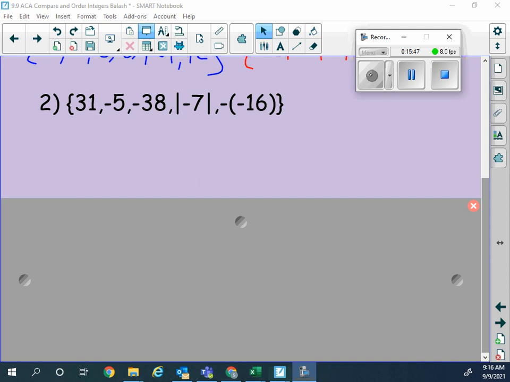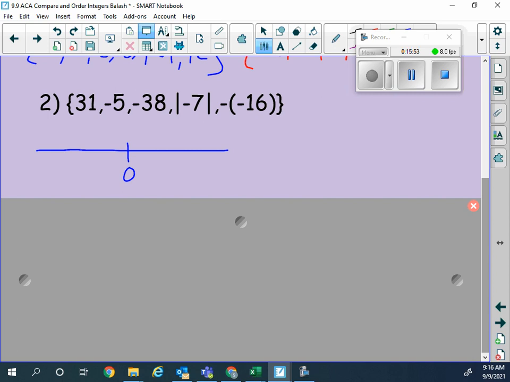Okay, so I'm going to do it again both ways. First, I'm just going to do a number line. And I put 0. Take it number by number. 31. Where should it go? To the right. Somewhere to the right. Okay? -5. Where should it go? To the left. Somewhere to the left.